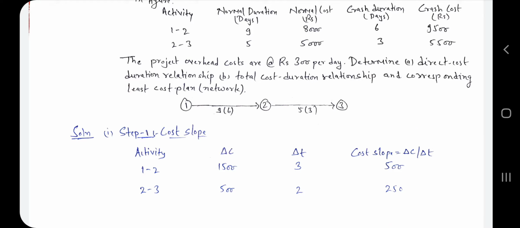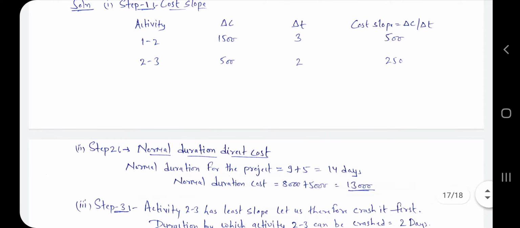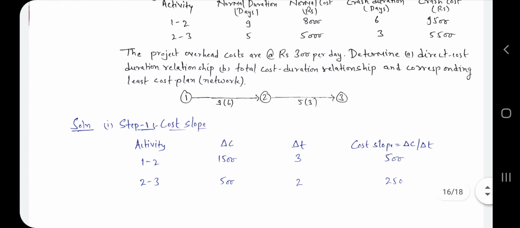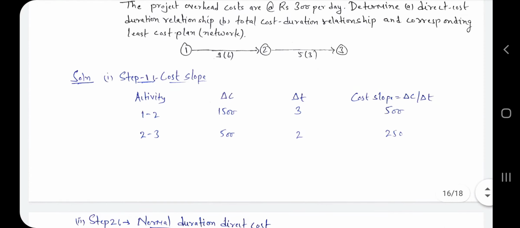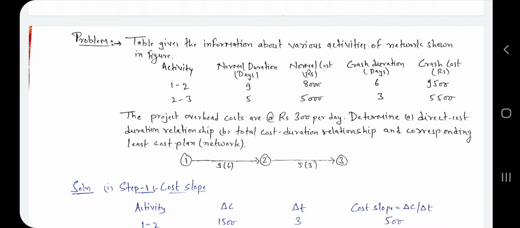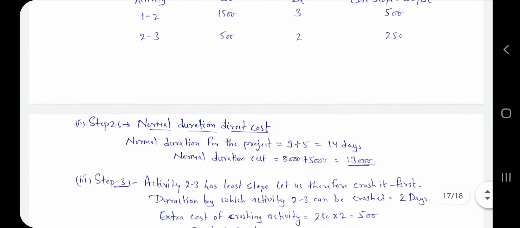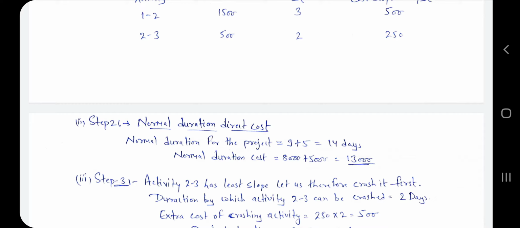Now you have to find the direct cost and indirect cost for the least value according to the critical path. So here you find the normal duration and direct cost in step number 2. The normal duration for the project is 9 plus 5, that is 14. And normal cost is 8000 and 5000, that is 13,000. So here you have the normal duration cost and normal duration for the project.